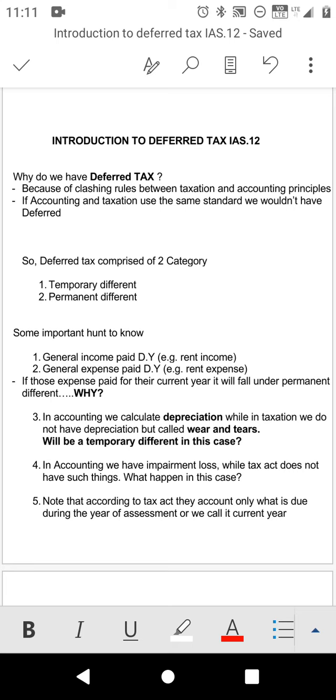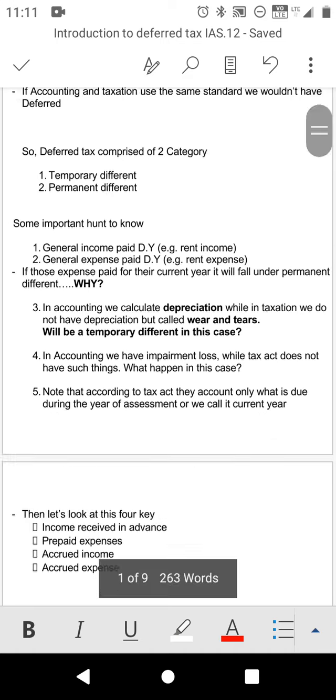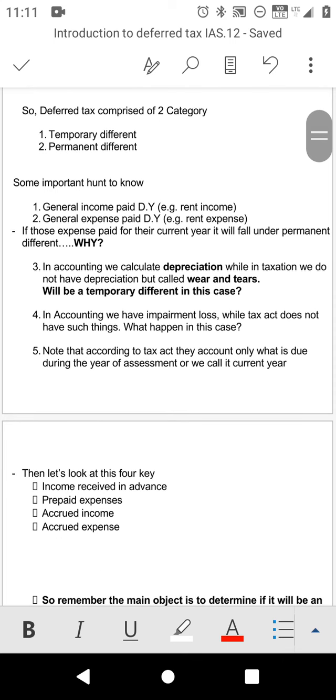All right. Then let's proceed to number 5. Remember, you also have to know, when you fix this temporary difference, is it going to be an asset, or is it going to be a liability? That's very important. Then we're going to do it. Don't worry about that. Then number 5, note that according to the Tax Act, they account only for what is due during the year of assessment, or we call it the current year.